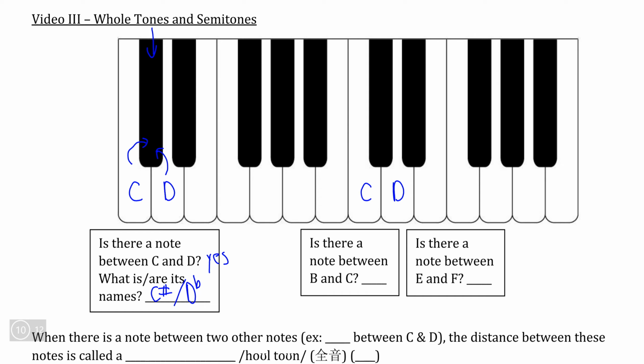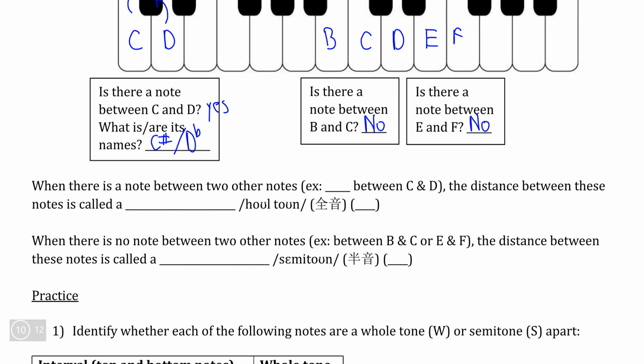However, if we ask the same question about B and C, we can see that there is no note in between B and C. And if we do this same question with E and F, if we look for a key in between the two notes, we see that there is no key in between E and F either. What we have just discovered is the difference between what we call in music two different intervals. An interval is simply the distance between two notes.